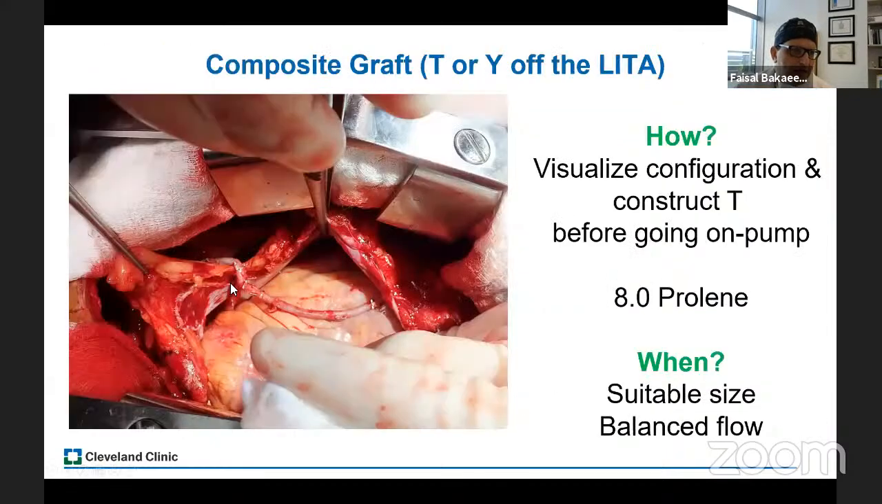And this is an example of a composite. It has to be absolutely perfect, and we construct our composite even before we go on bypass and make sure that there's excellent flow through both arms. Sizing is a little tricky, especially when you're on pump because the heart is decompressed. And I don't recommend this construct for a beginner, but at some point you will find it useful to reach multiple targets around the heart.